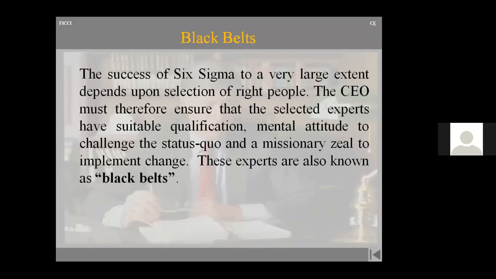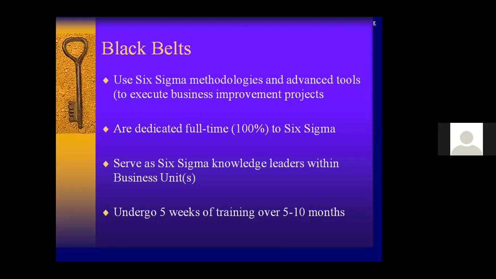the immediate team working under the CEO are called black belts. We have black belts even in judo and karate. The black belts work under the chief executive officer or the champion within that project team. The black belts would use Six Sigma methodologies and the advanced tools. They are dedicated full time. They are not working on the manufacturing plant floor or in other quality departments. They are full-time project persons, 100% devoted to Six Sigma implementation for whatever time period the project is there.